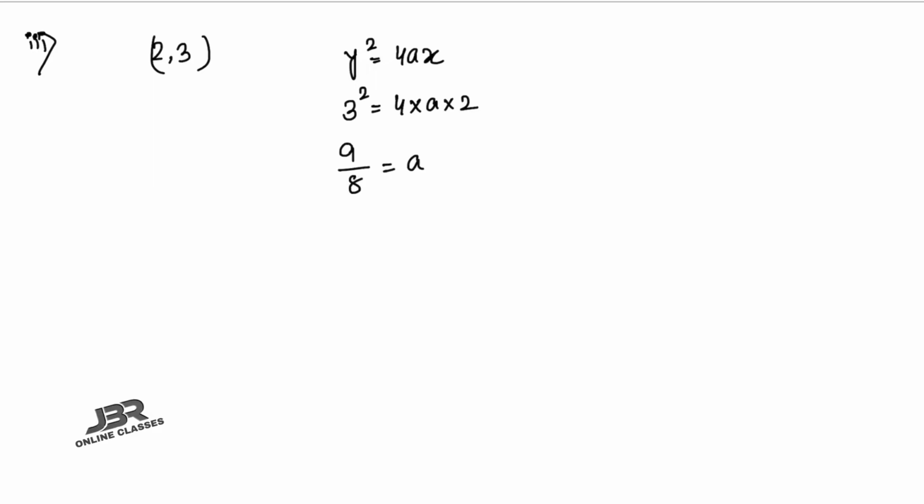Okay, now the third condition. In the third condition, passing through 2, 3 and axis of the parabola along the x axis. Okay, so here passing through 2, 3, the required equation will be y square equal to 4ax. So that means here 3 square equal to 4 into a into 2, because it passes through 2, 3, so 9/8 equal to a. So if a equal to 9/8, then the required equation will be y square equal to 4 into 9/8 x. So that means here y square equal to 9/2 x, that is your equation.